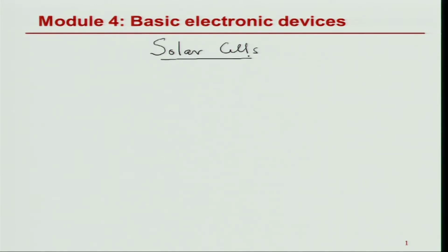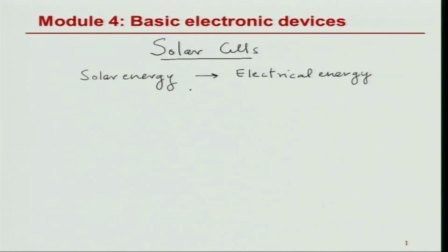Now, a solar cell basically is a device where we are talking about changing the solar energy into electrical energy directly. There are many other ways of harnessing solar energy, but this is a specific device we are talking about where solar energy is converted into electrical energy. This is also sometimes called a photovoltaic device or a photovoltaic effect, where photons are creating a voltage inside a device.